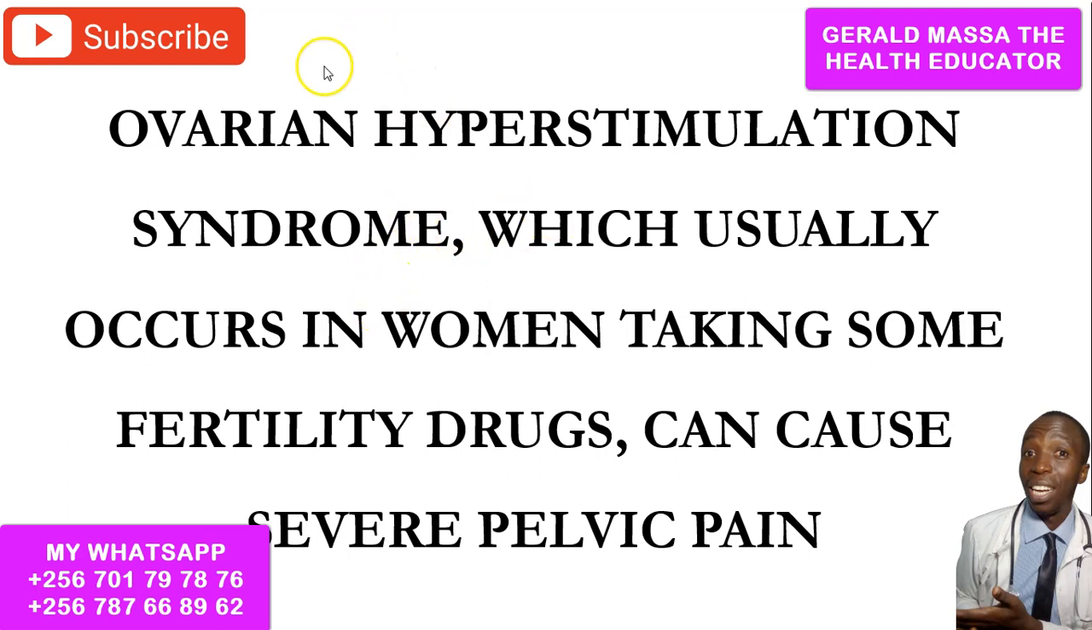So the next cause of ovulation pain is ovarian hyperstimulation syndrome, which usually occurs in women taking some fertility drugs, for example, clomid and then letrozole. This can cause severe pelvic pain.